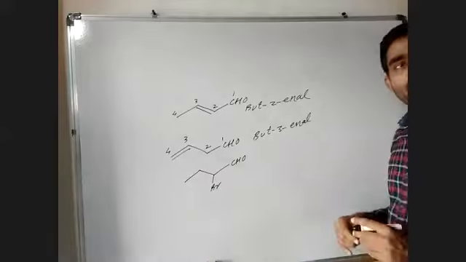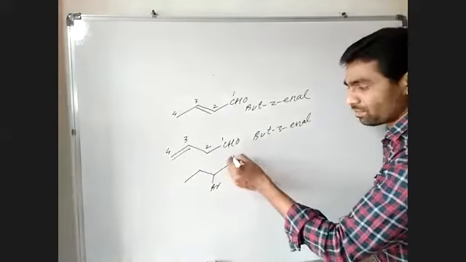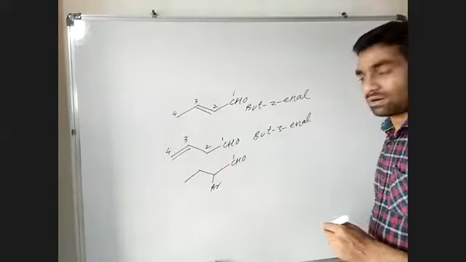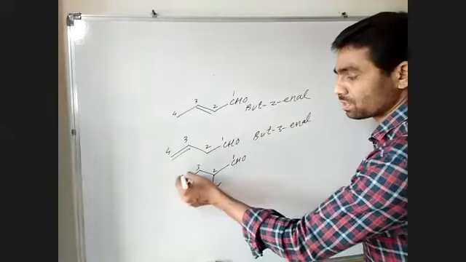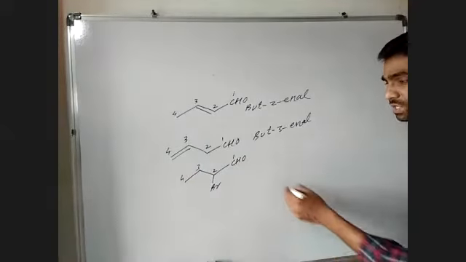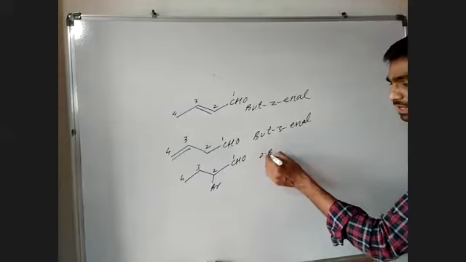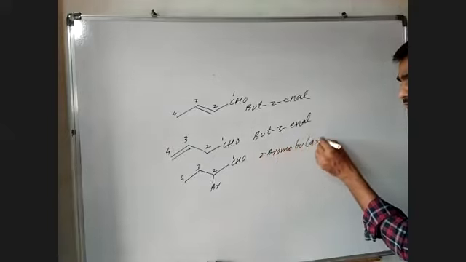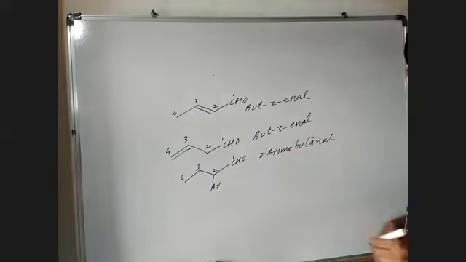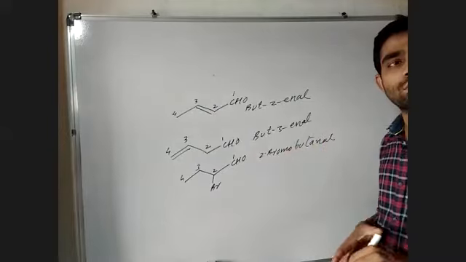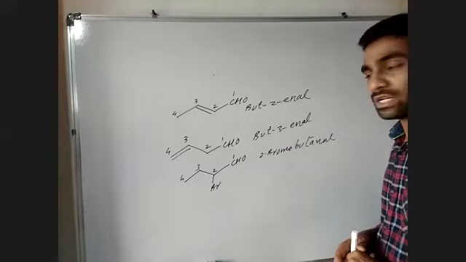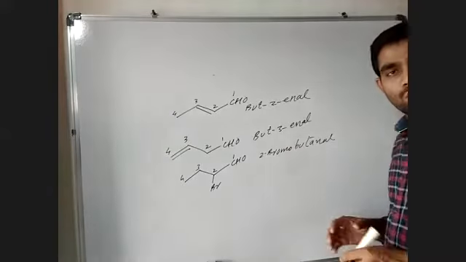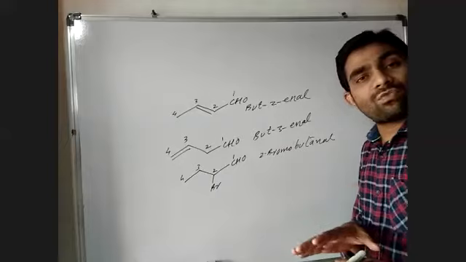Now, what name are you expecting? Numbering 1 always goes to the aldehyde carbon, then 2, 3. So what is that? 2-bromobutanal. Fine. That's all. Very good. Correct. It's 2-bromobutanal. So these are very simple methods of naming aldehydes.